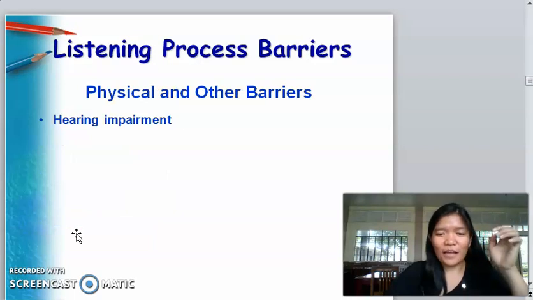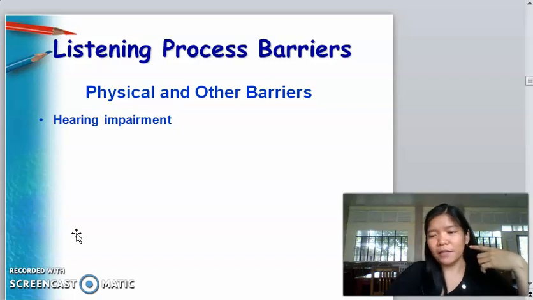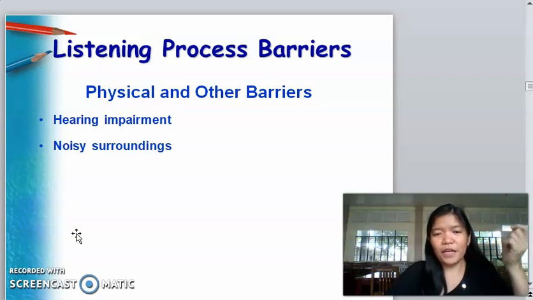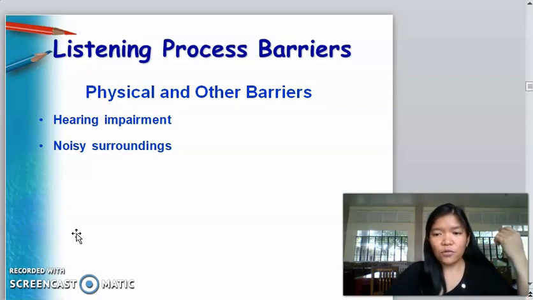And then, of course, we also have physical barriers and other barriers. Example is hearing impairment. Of course, one who has a hearing impairment is hard up in listening. We all know that. And then noisy surroundings. Whenever you are in a noisy surrounding, I bet you can't listen very well to what the speaker is saying. Example, when you are watching this video and your background is noisy, for sure you'll not be able to put attention to what we are talking about.